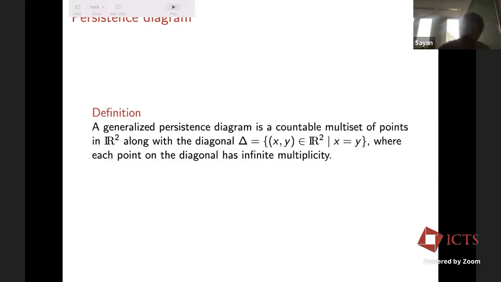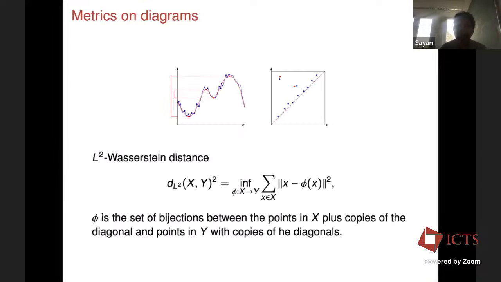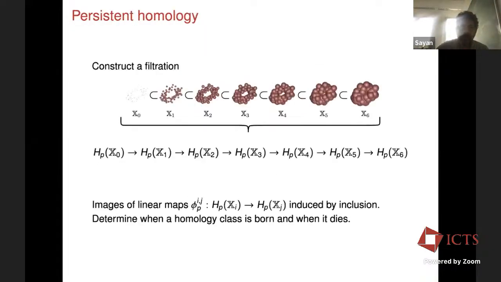you have a diagonal which has infinite multiplicity, and you have points. So this is what it looks like. I have a red curve here and a blue curve here. And on the right, I'm showing you the persistence diagrams of the two. The way you can measure distance between persistence diagrams is by asking, what is the minimum cost of moving a red point to a blue point? And because you may not have the same number of points, you can always move something to the diagonal. And this is a Wasserstein metric.